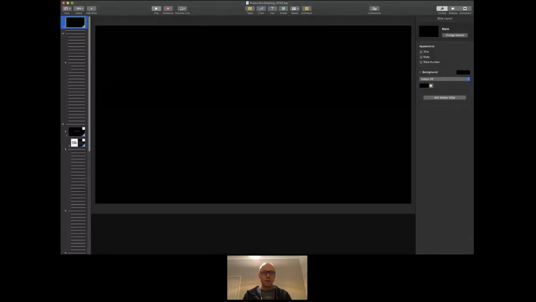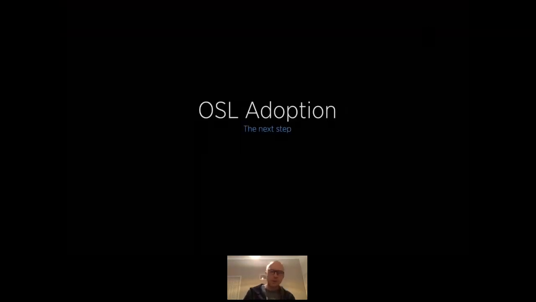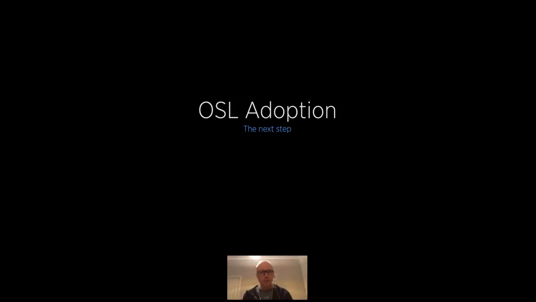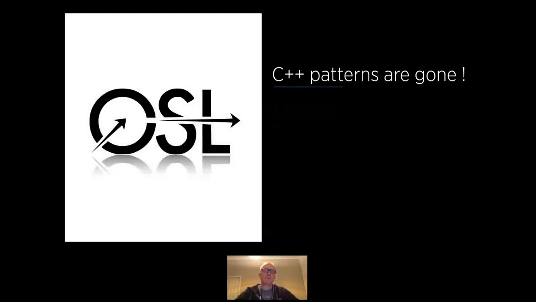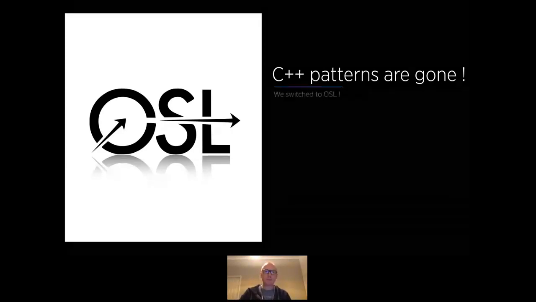So we're going to talk a bit quickly about two new features of RenderMan 24. First, we will have a quick once-over on OSL. So, of course, we've been using OSL since RenderMan 19. But this is the next step of the evolution of OSL in RenderMan. So C++ patterns are deprecated. That means that all patterns are now written in OSL.